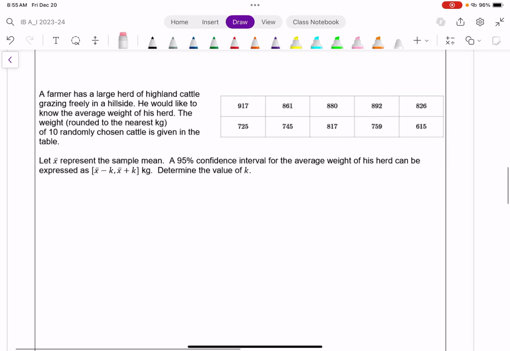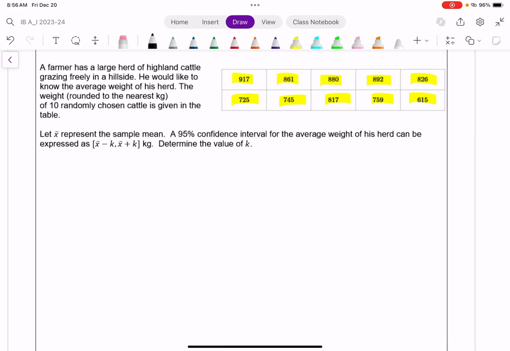And so for this, the first thing I have to realize is that, again, I don't know the standard deviation of the population, but I can figure out the standard deviation of the sample, and I can figure out the mean of the sample. So our first task is to put this information into our GDC. As usual, a table. It's not a frequency table, just a single column with these 10 values. We know there's a sample of 10. So again, we don't know the standard deviation of the population. And this is why we use the T interval test.